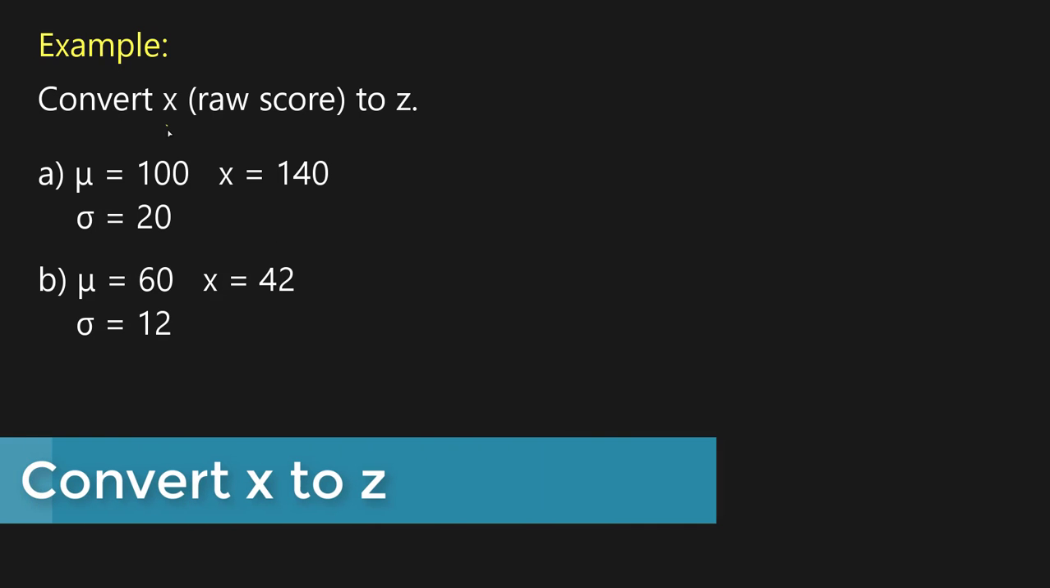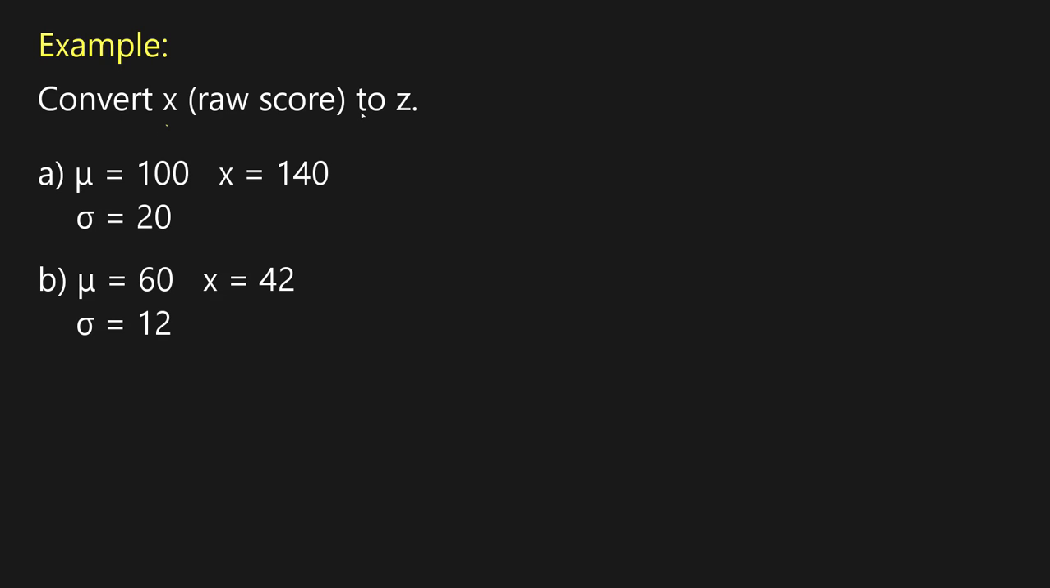Convert x, which is just another way of saying a raw score, to z. Normally when you have any kind of conversion from one type of score to another, you're going to have a formula that you use to figure that out. You're going to be able to plug these values into the formula. But we know that z tells us how many standard deviations a score is from the mean. So we can work this out without a formula.